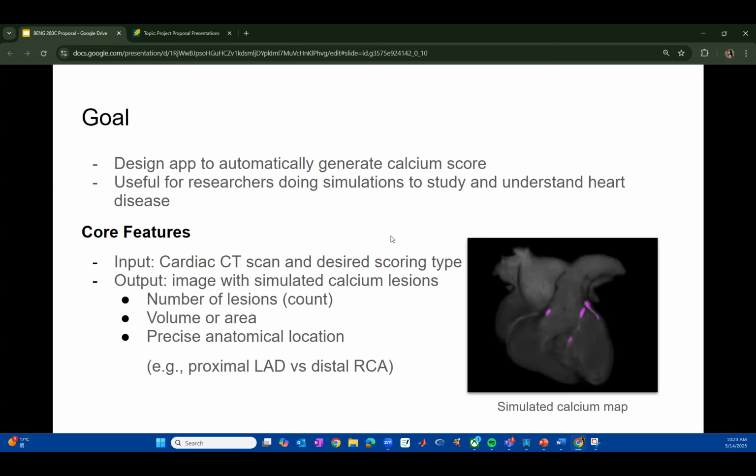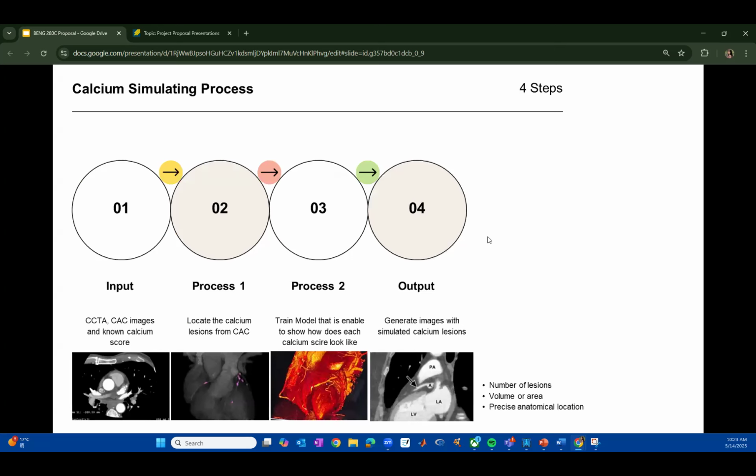By doing so, we'll be able to get the limitation of women heart disease research. So this is our simple overview of what our model would look like. First, we will input CCTA, the CAC, and the non-calcium score. And those are non-contrast images where you can see a bunch of bright areas.